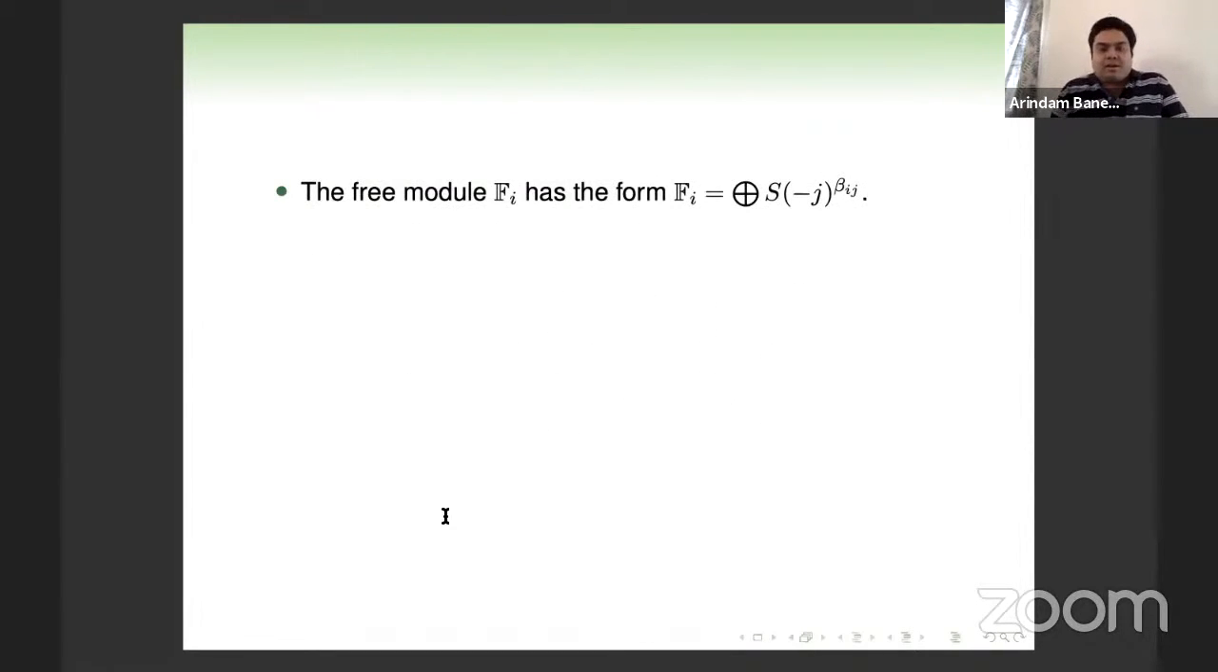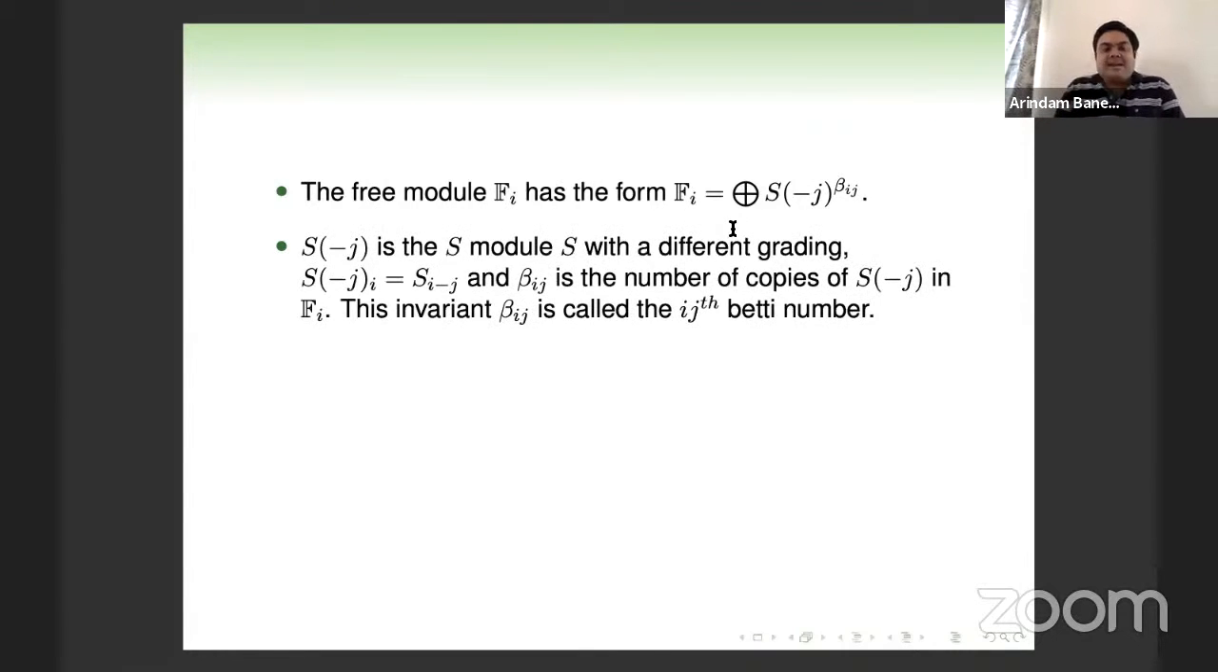So each module F_i has this form. This is a somewhat weird thing, but I hope everybody recognizes this direct sum. It's a direct sum of these strange looking objects. What are these strange looking objects? S(-j) is the module S with a different grading or different degree. S(-j)_i is S_(i-j), and beta_ij is the number of copies of S(-j) in F_i. This invariant beta_ij is called the ij-th Betti number of this ideal.